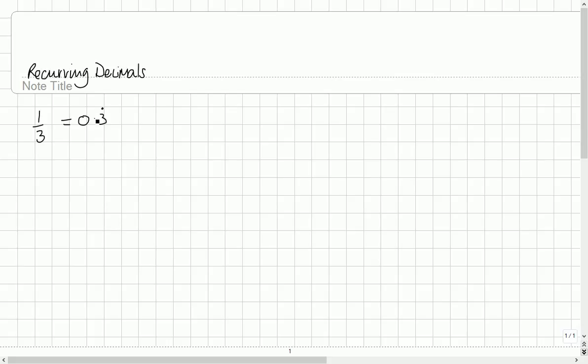0.3 recurring, or if you like, 0.3333, and the 3's going on forever. So we just put dot dot dot to show that they continue on forever. Let's look at the bus stop division and just see where that's coming from.